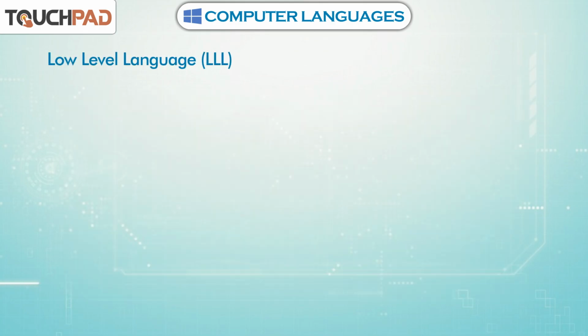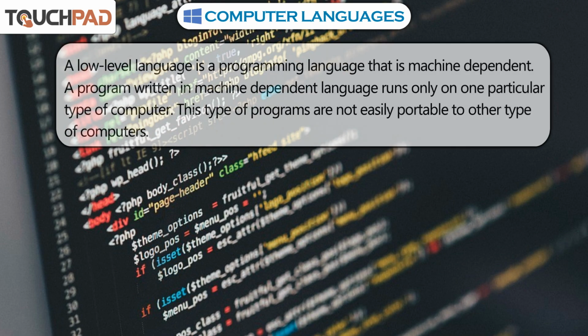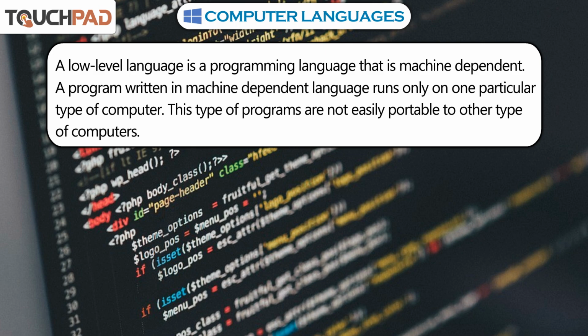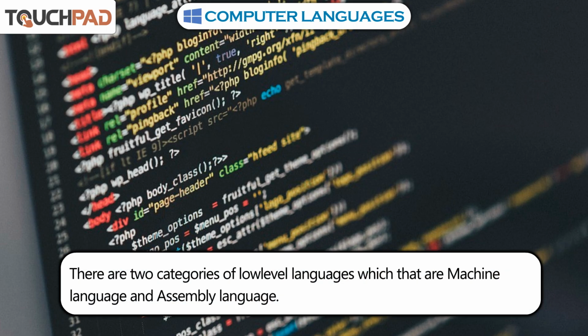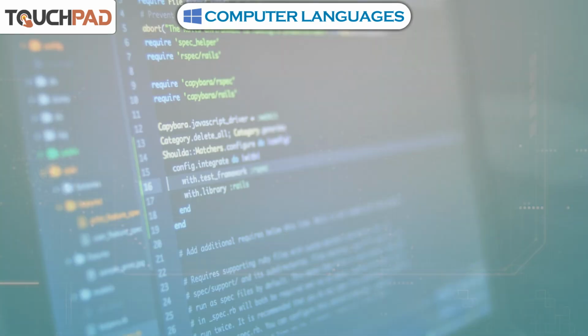Low-level language, LLL. A low-level language is a programming language that is machine-dependent. A program written in machine-dependent language runs only on one particular type of computer. This type of program is not easily portable to other types of computers. There are two categories of low-level languages, which are machine language and assembly language.